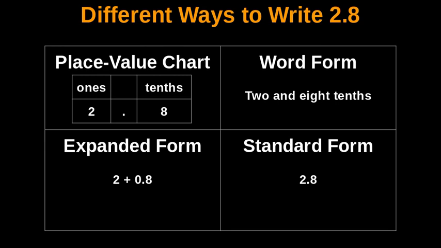These are the different ways to write 2.8. All right, we can write it as a decimal in a place value chart. We can write it in word form, 2 and 8 tenths. We can write it in expanded form, and then write it in standard form as it is. But what about writing it as a mixed number or as a fraction?